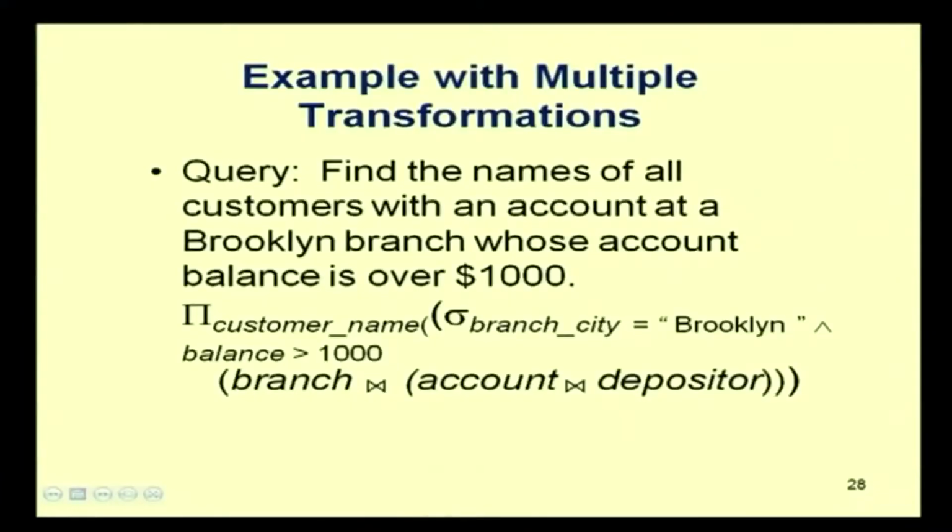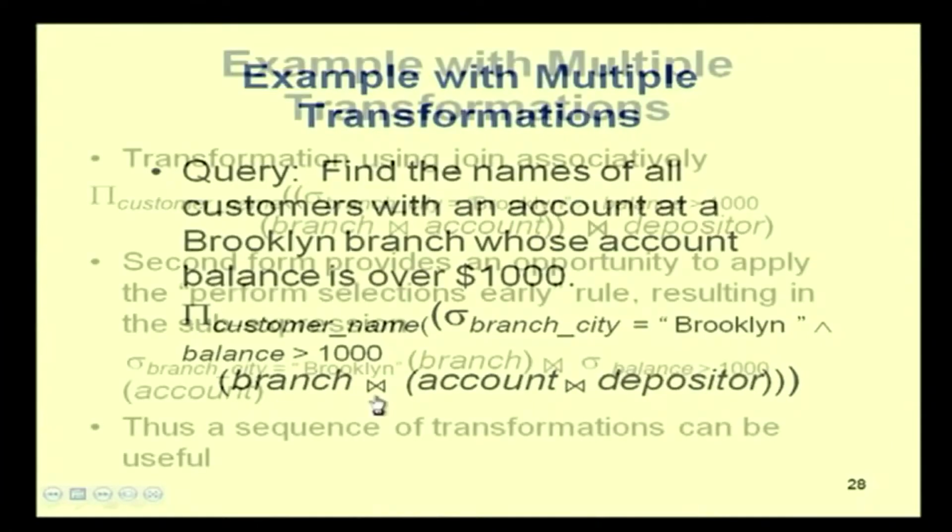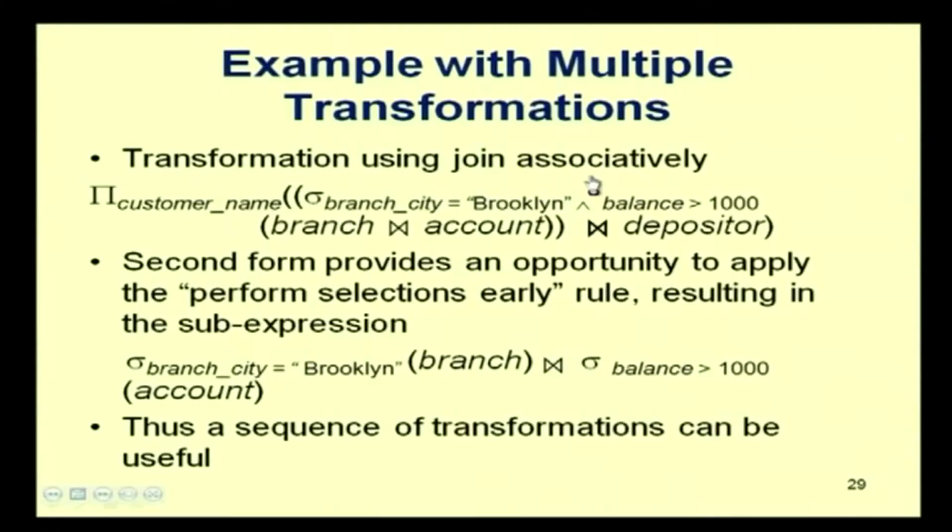Okay. Now, we were looking at this example, where in this equivalence transformation we are doing branch join account join depositor. We are doing this first before we join it with branch. So, this join associativity is what we have used here. The second form provides an opportunity to apply the perform-selections-early rule, resulting in the subexpression: if you do it this way, you can say select branch city equal to Brooklyn branch join with select balance greater than 1000 account. Thus, a sequence of transformations can be useful.